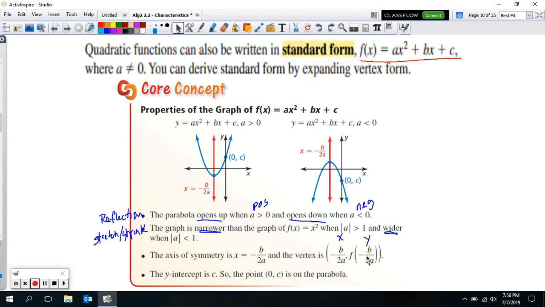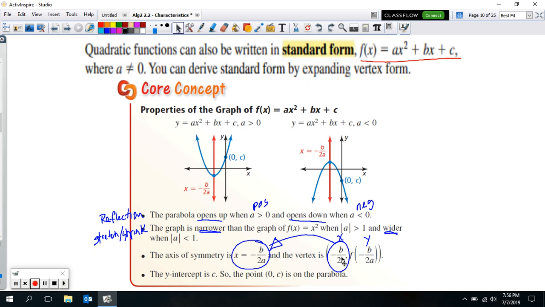Remember, we always have an input-output. So if we know what the x is, we can always plug that into the function and find the corresponding y coordinate for it. But remember that the x coordinate of the vertex, whatever that number is, is the same number you'd use for your axis of symmetry. X equals that x coordinate of the vertex.